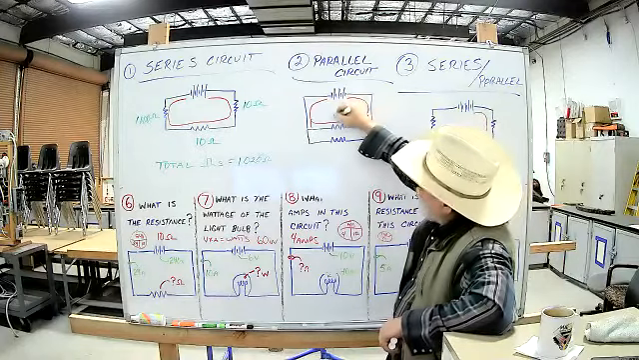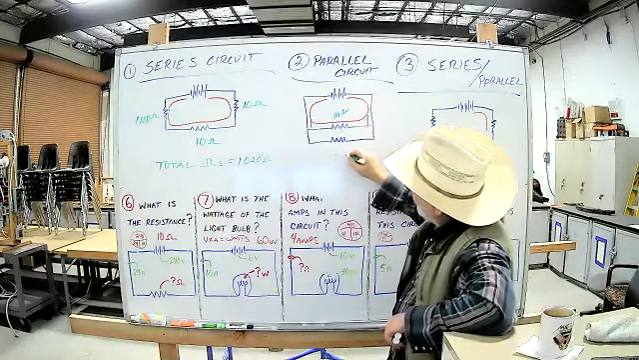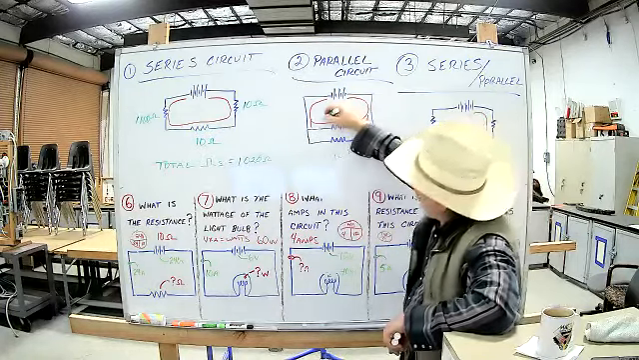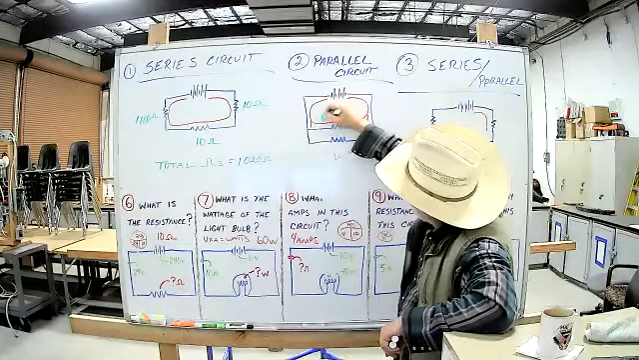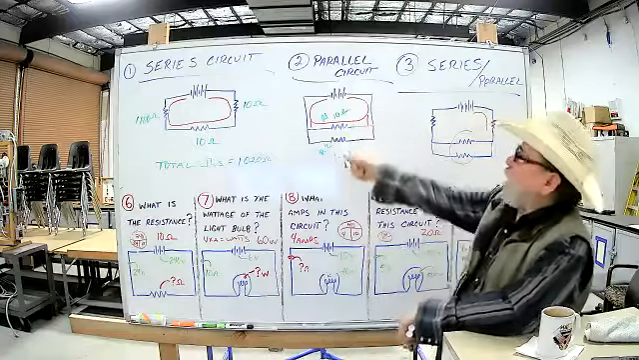For instance, this one is 10 ohms, and this one is 10 ohms, okay? When you have, we'll call this R1, we'll call this R2, okay? Resistor 1, resistor 2.